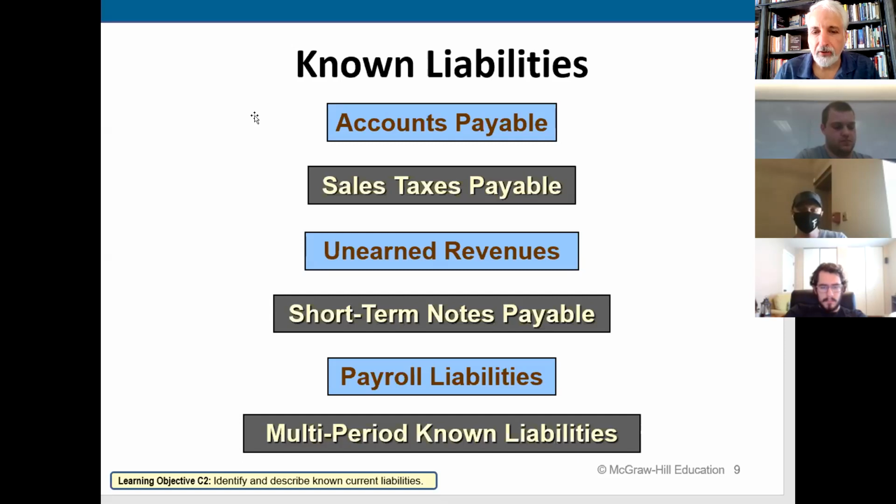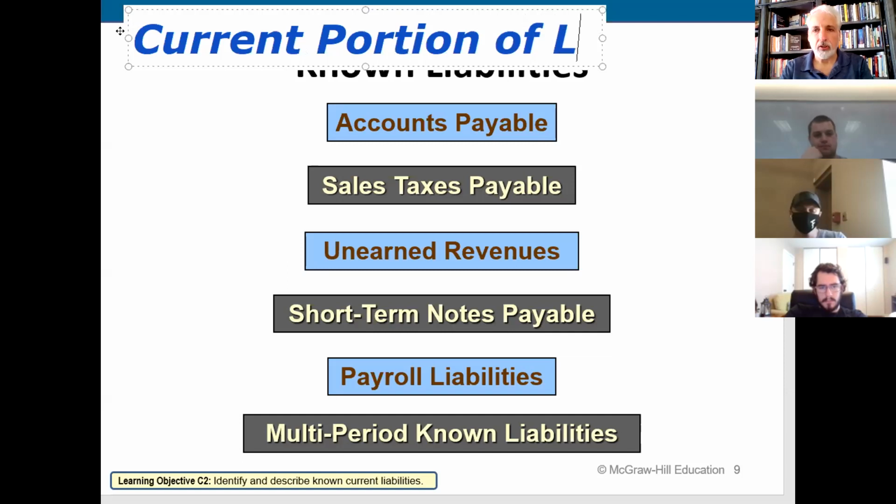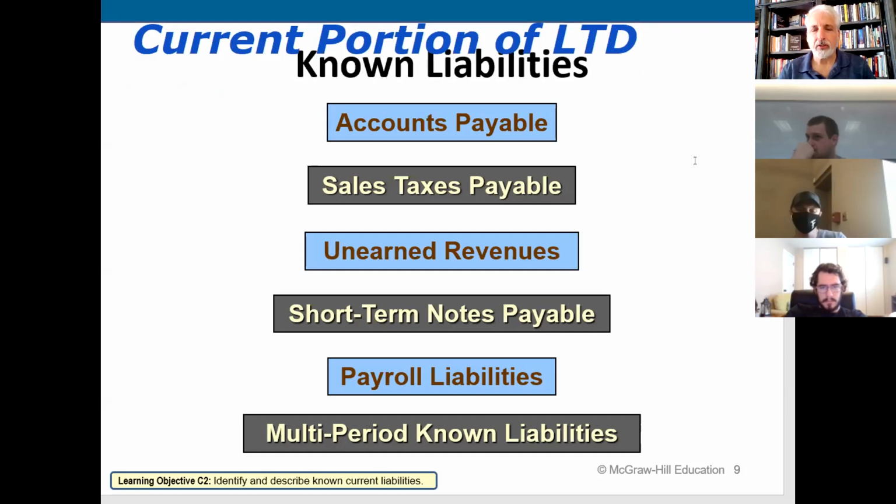We have multi-period known liabilities, a bunch of liabilities that we accrue for and we're aware of. And I'm going to add one more here, just for fun. The one I'm going to add is something called current portion of long-term debt, LTD. What's a current portion of long-term debt?